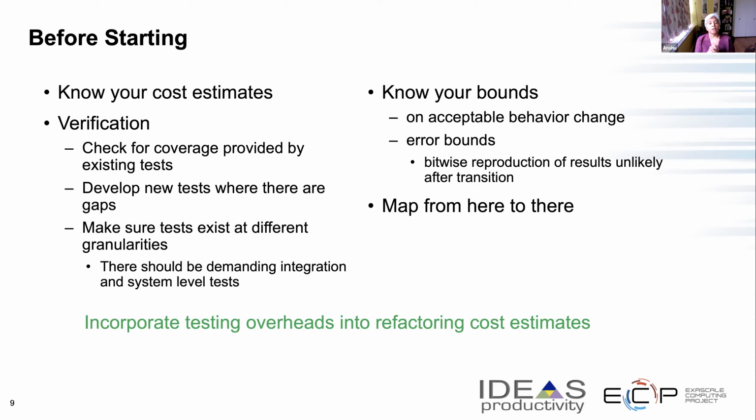pinpointable. The next thing that we want is to know your bounds, in the sense that you should know what is acceptable behavior change. For example, because in scientific codes we work with floating point numbers, bitwise reproduction is going to be extremely unlikely if you change the order of calculations in any way. So you should know the acceptable error bounds ahead of time in order to be able to track changes as you're refactoring your code. In your head, you should have a clear map from here to there, in the sense that you should know what you want your code to look like when you're finished with the refactoring process.